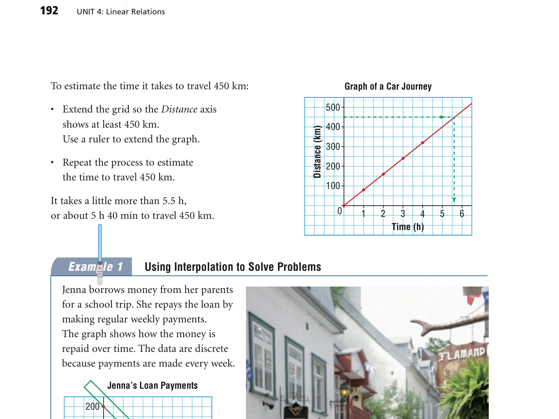So it's saying 5 hours and 40 minutes is how long it would take. So we extrapolate it based on the fact we know how far the car has traveled in 4 hours. So we predict how long it's going to take us to travel this distance, and it would be 5 hours and 40 minutes.